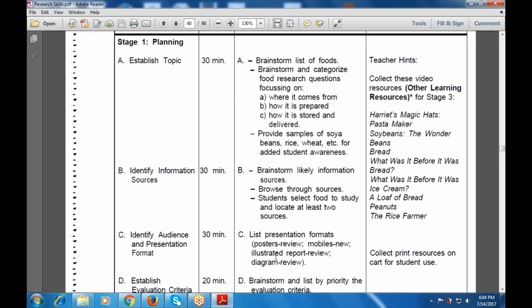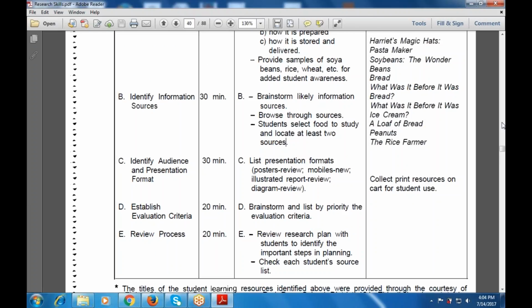What are the various presentation formats? Posters, mobile illustrations, reports, diagrams. That is used for 30 minutes, and also establish the evaluation criteria, which is used for 20 minutes, for brainstorming and listing by priority the evaluation criteria. Whatever collection and procedure we followed is used to review the process and to make the arrangements of the process. So review the research plan with the students to identify the important steps in planning.